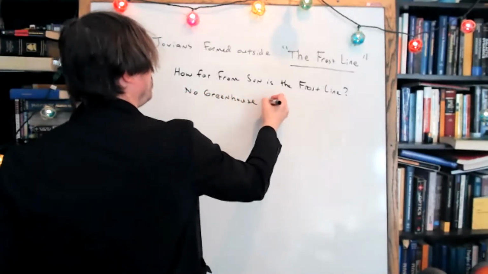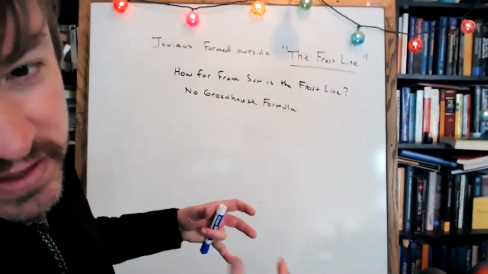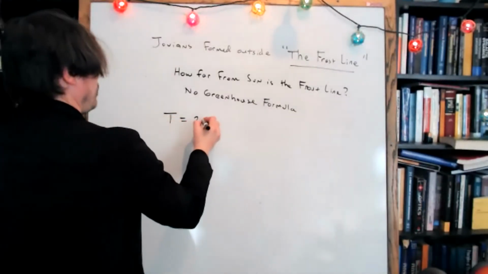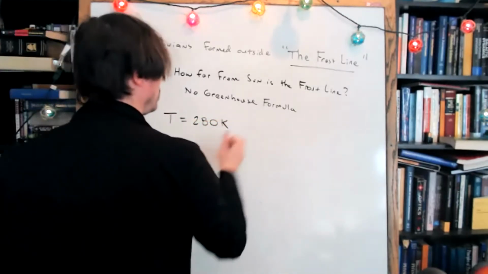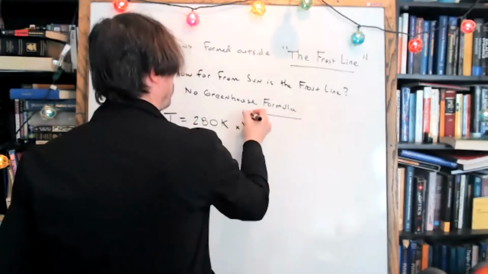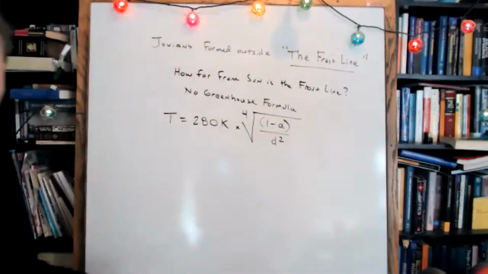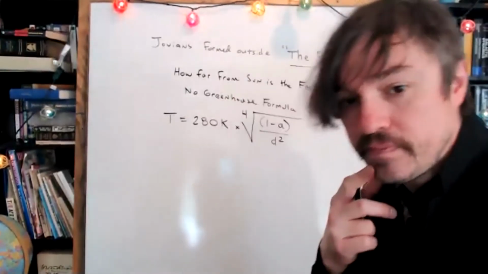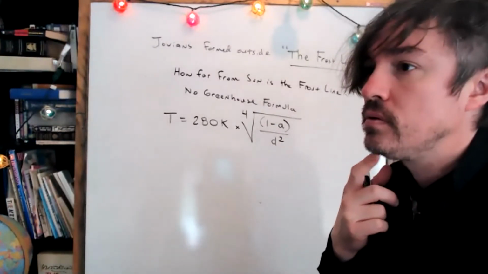Remind yourself that the no greenhouse formula tells you how hot a lump of rock or ice is based on its albedo and its distance from the sun. The formula is the temperature is 280 K, times the fourth root of 1 minus the albedo divided by the distance squared. What do you suppose the freezing point of water is in Kelvin? Negative 273? No, 0. Wait, 273.